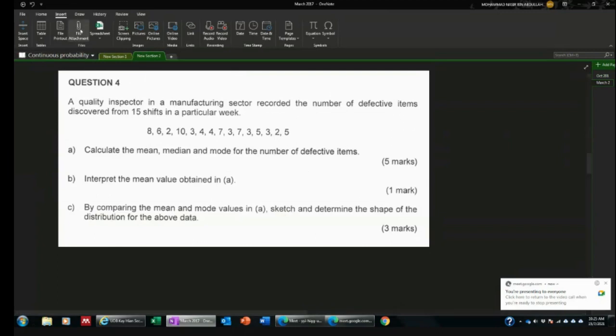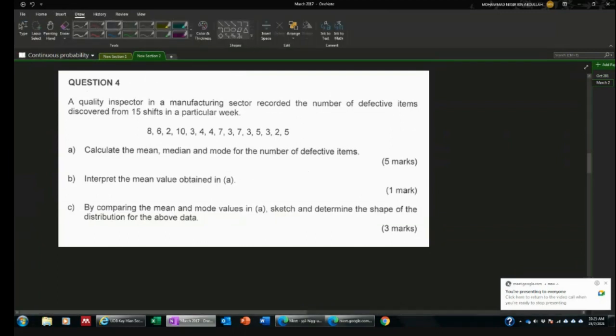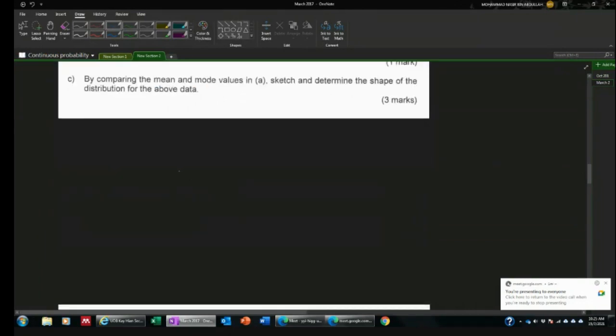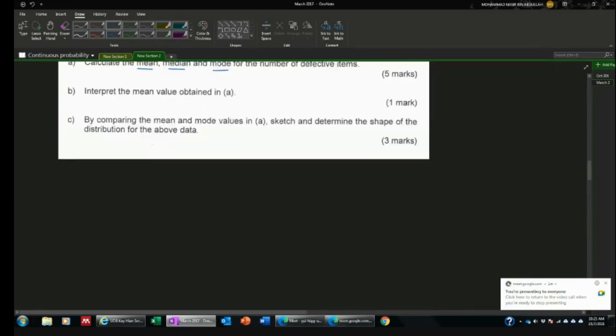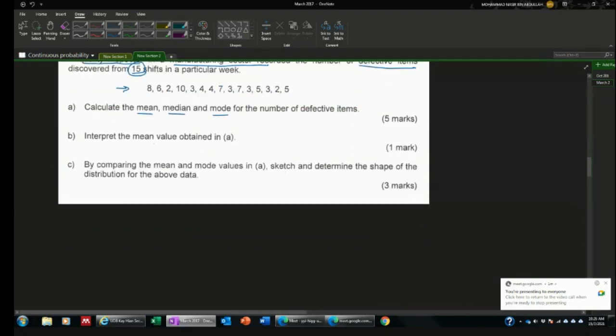So now let's look at question number 4. Right. Question number 4, quality inspector in a manufacturing sector recorded the number of defective item discovered from 15 shifts in a particular week. So they give us the ungrouped data, calculate mean, median and mode for the number defective item. So as usual, as I taught you, so what you need to do is to rearrange the data in ascending order, right? So let's say this one, starting from 2, 2, 3, 3.